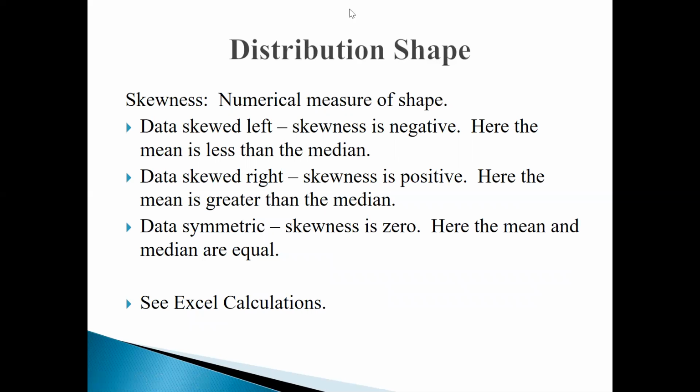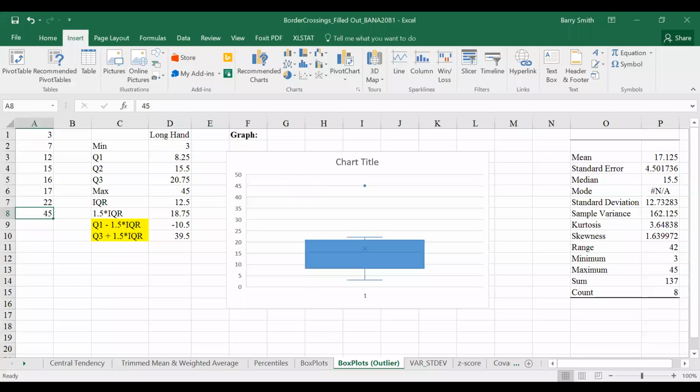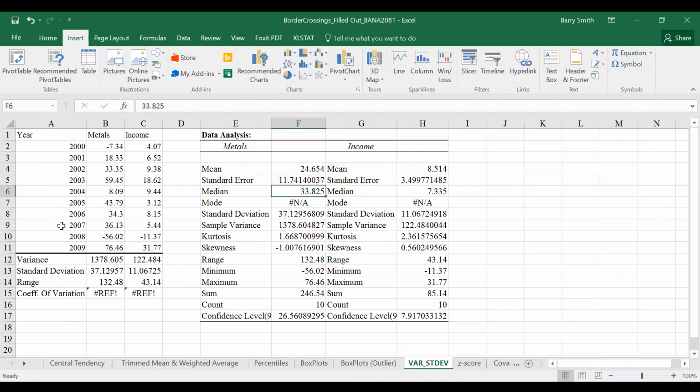So now let's go look at some calculations here for all the variability and the skewness. All right, so what we have is years, and then we have some metal values and income values. And what we're going to do is look at the items we talked about: the variance, standard deviation, the range, and the coefficient of variation. And if we want to, also the skewness in the second part here.